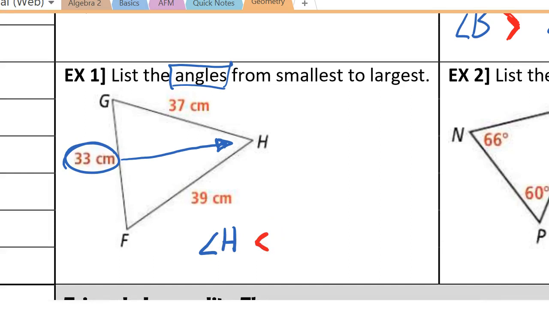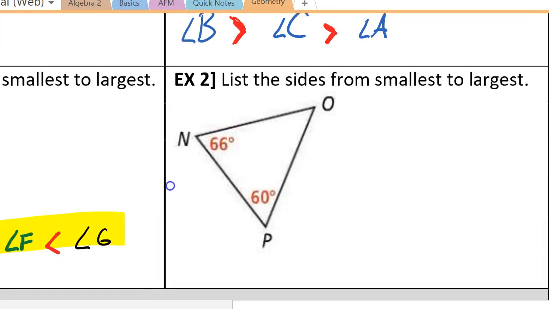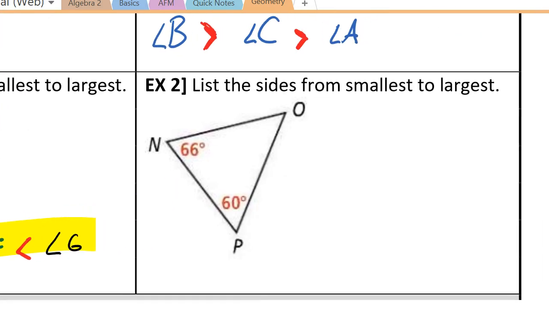The next middle side length is 37. The angle opposite that is angle F. And then lastly, the biggest angle is going to be opposite the biggest side. 9 is my biggest side, so that means that angle G is going to be my biggest angle. Example 2, here we're looking at side lengths, and again we're going from smallest to largest.